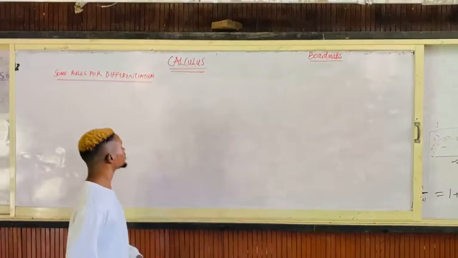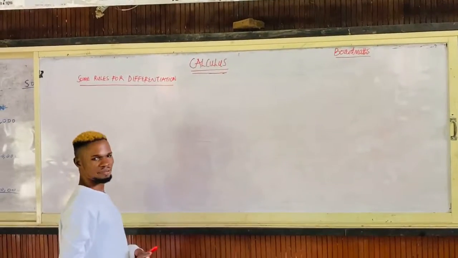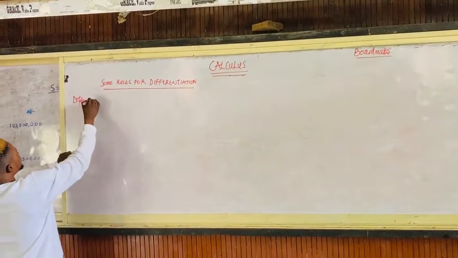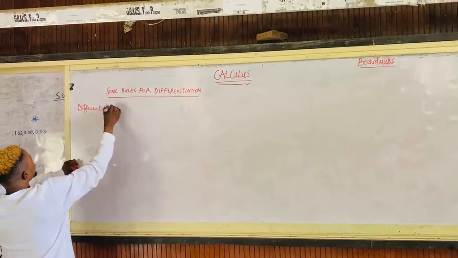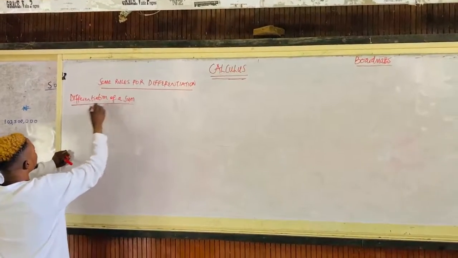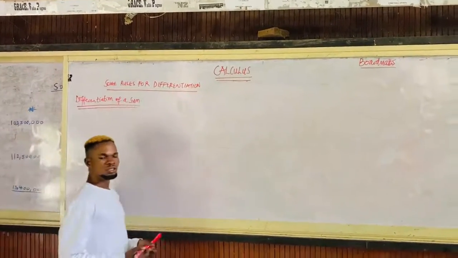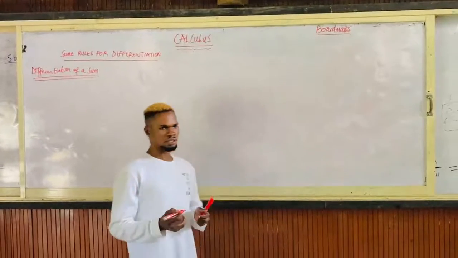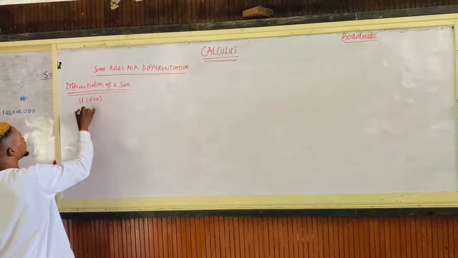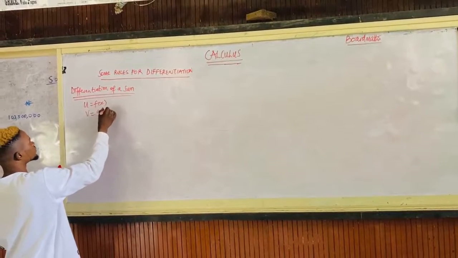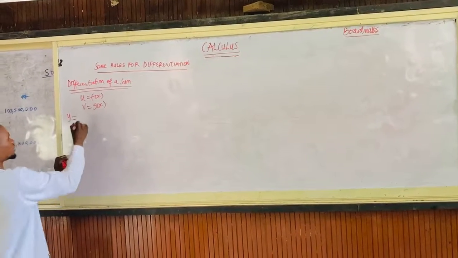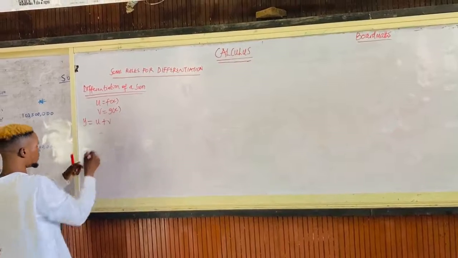Alright guys, let's continue with some rules for differentiation. And let's start with differentiation of a sum. Now let u and v be functions of x. If u is a function of x and v is a function of x, now let y be their sum. y is the sum of u and v.